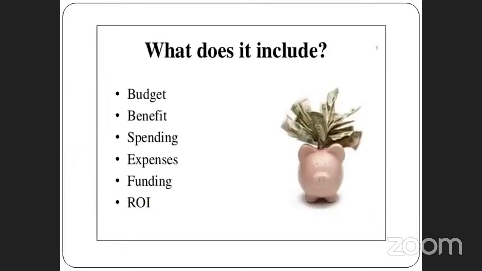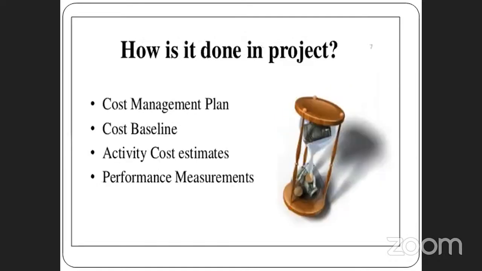Okay, what does cost management include? It includes budget, benefit, spending, expense, funding, and ROI. ROI means return on investment. We are investing an amount, and then we will get the return. That means profit. That is ROI. ROI means return on investment.